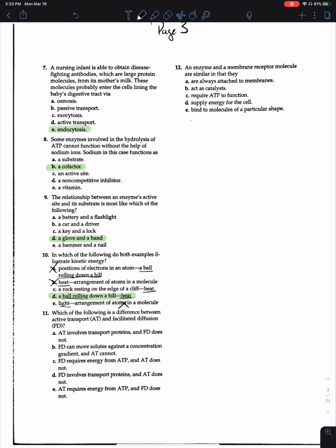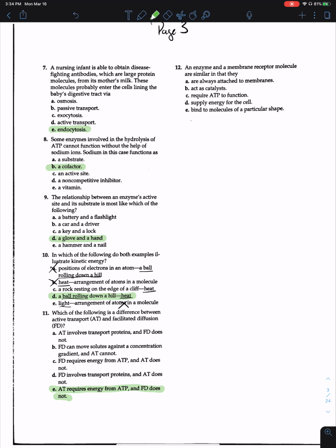Which of the following is the difference between active transport and facilitated diffusion? Oh, this is actually a pretty easy one. The correct answer here looks like E, where active transport requires energy from ATP. True, because it's active, requiring energy. Facilitated diffusion does not. True. All the other ones do not say that, right? So there you go.